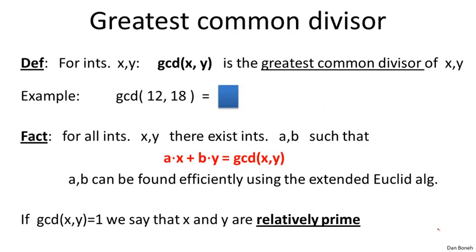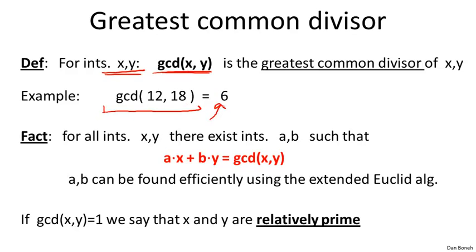So the next concept we need is what's called a greatest common divisor, or a GCD. And so suppose I give you two integers x and y. We say that the GCD of x and y is basically the greatest common divisor. It's the largest integer that divides both x and y. So for example, what is the GCD of 12 and 18? Well, the GCD is 6 because 6 divides both 12 and 18, and it's the largest number that divides both 12 and 18.